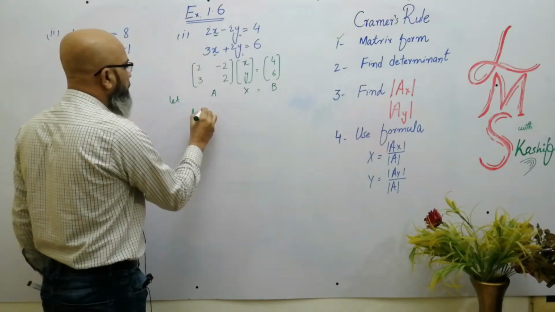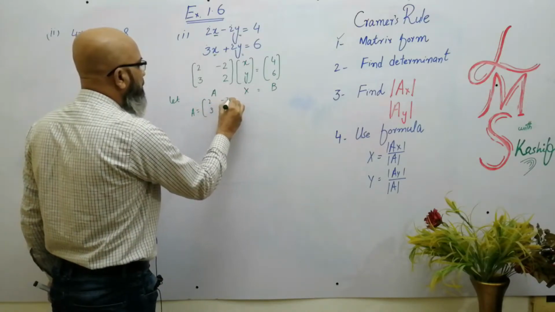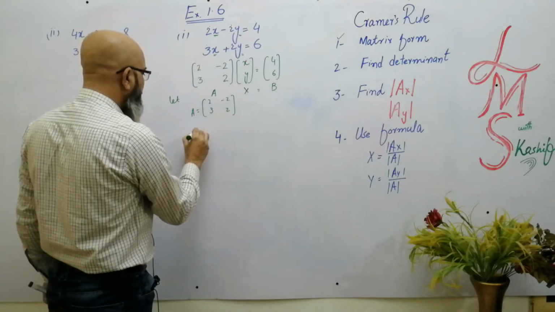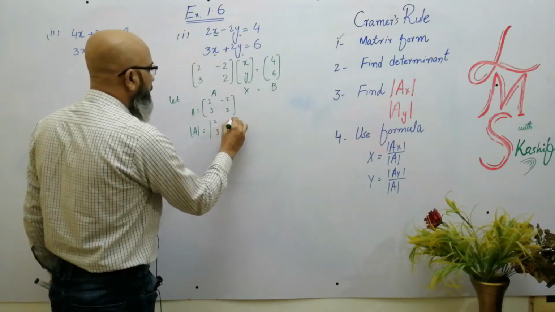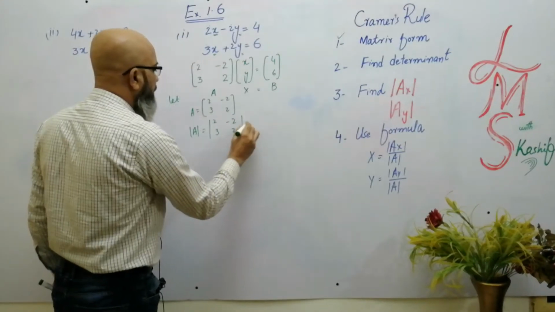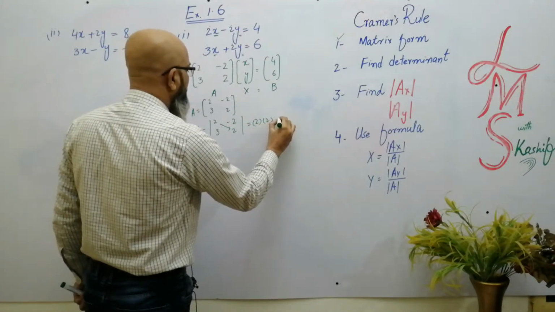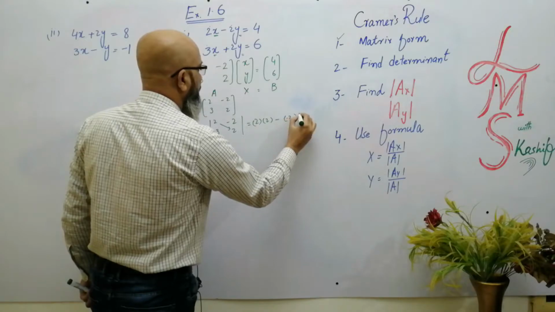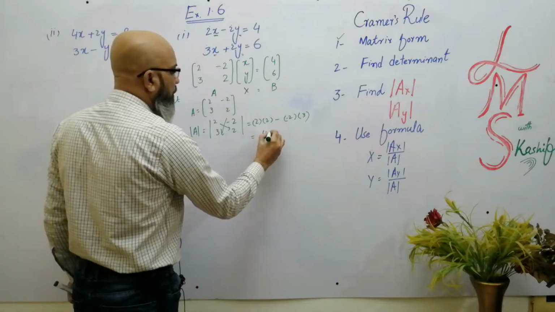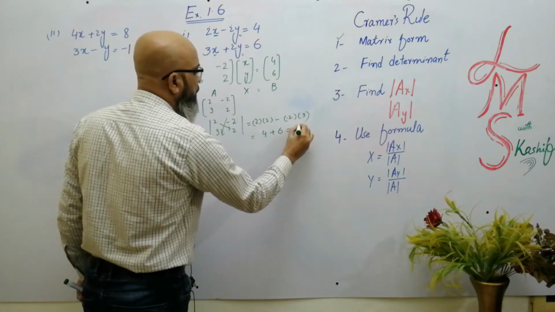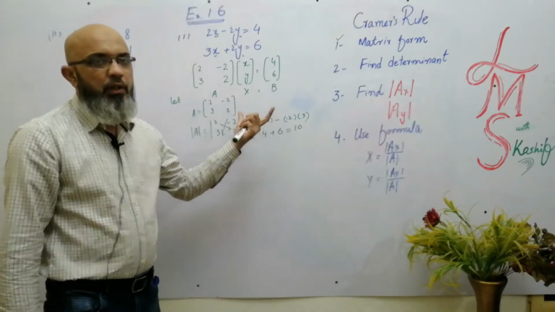Let A is equal to 2 3 minus 2 2. Find its determinant. A determinant is equal to 2 3 minus 2 2. So what is determinant? 2 into 2 minus 2 into 3. So 2 2s are 4, minus minus plus 6 is equal to 10. It means it's a non-singular matrix, so its solution exists.